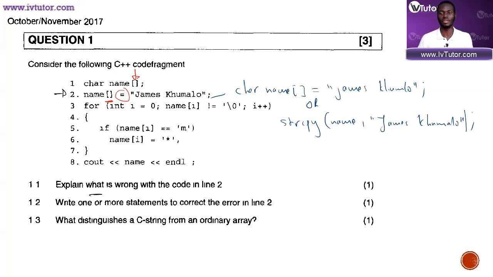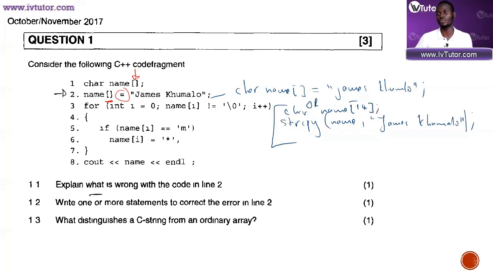But then your first line should be char name, and you specify the size. In this case, how many characters do you have? 2, 4, 6, 8, 10, 12, 18. You would need 14 characters, including the null character, if my counting was right.